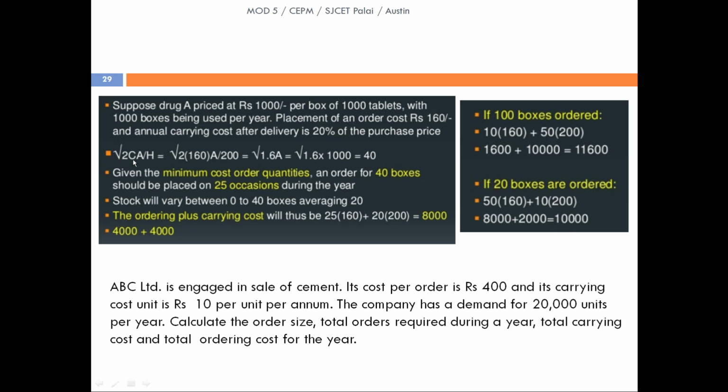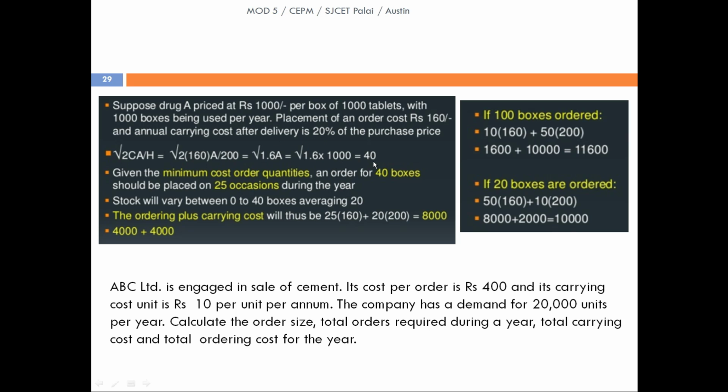If you take into consideration the above equation, which is same as under root 2AP divided by S, which is also written as under root 2CA divided by H, we can write it as under root 2 into 160. 160 is nothing but the ordering cost, and the ordering cost multiplied by the demand. Demand is nothing but 1000 divided by 20% of the purchase price, which is the carrying cost, which is given as 200.